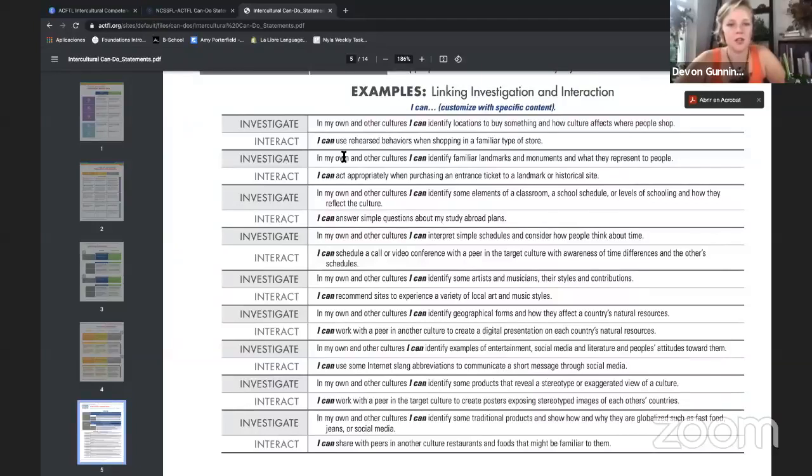Let's look at some examples here. You're going to customize this with specific content at the right level for whatever you're teaching about. Now remember, we're teaching a school unit right now in our little example, the differences and similarities between Japanese and American school systems. So for investigate, you might have, I can identify some elements of a classroom. Interact, I can answer some simple questions about my study abroad plans.